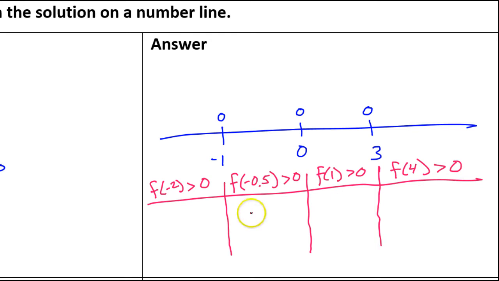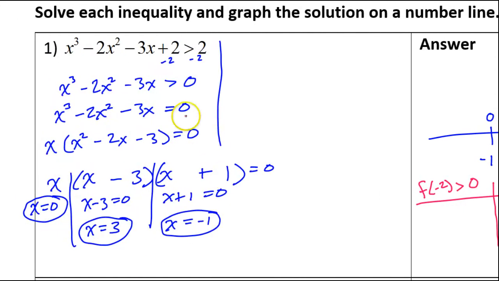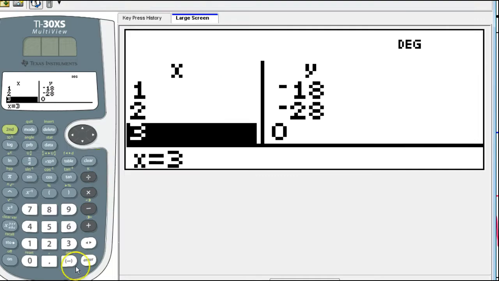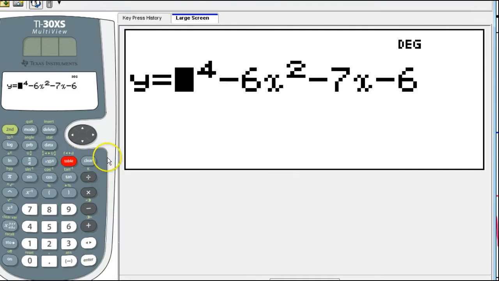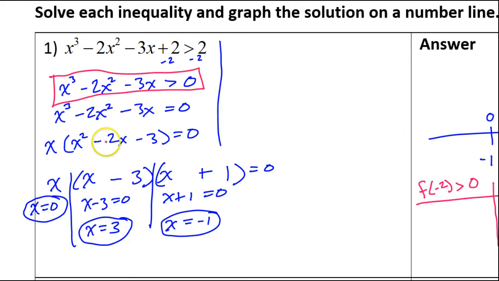Now, I'm going to use my calculator to help me out and make it easier to test these values. So the way I'm going to do that is, I'm going to stick with this version of the inequality, the version where I got 0 on one side, but I'm going to put the left side of this function in my calculator, my TI-30 XS MultiView. I'll hit the table feature and go ahead and start typing this in.